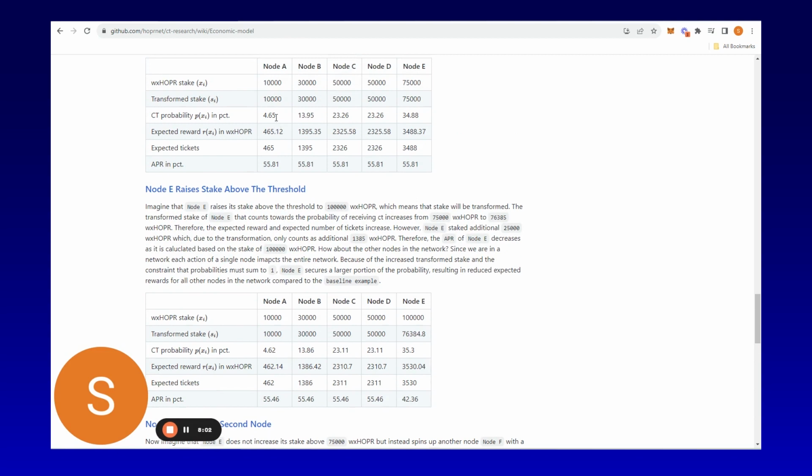So here, this person had 4.65% of the total rewards. Now he only has 4.62, and that's because the total transform stake in the network has gone up. So there's an extra 1,300 transform stake in the network. It's no longer 10,000 divided by 215,000. It's 10,000 divided by 216,300.